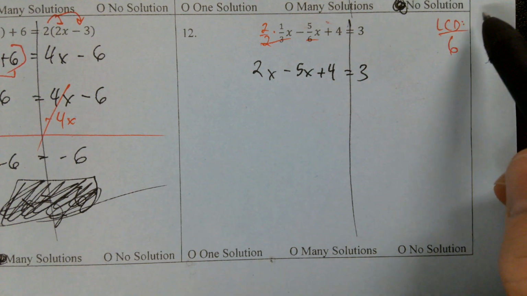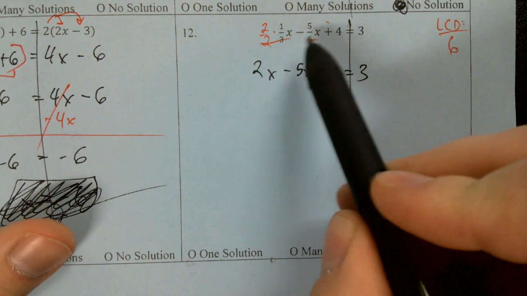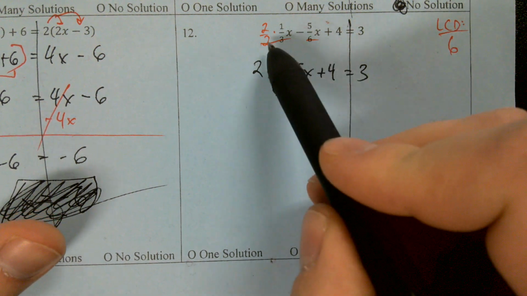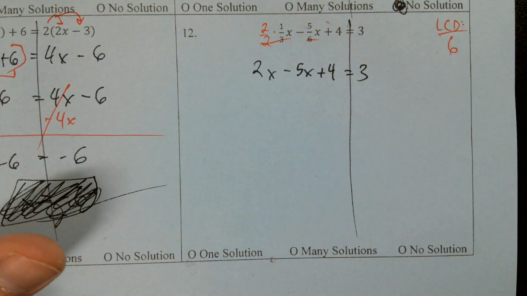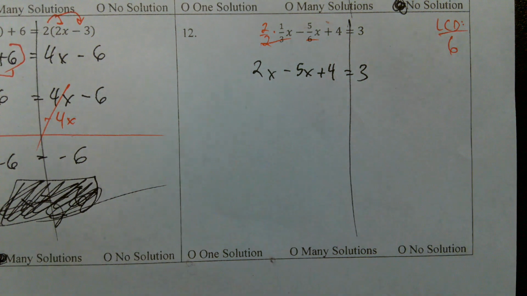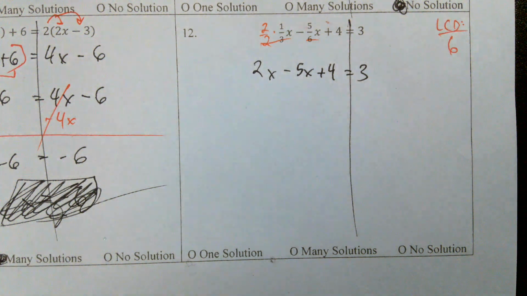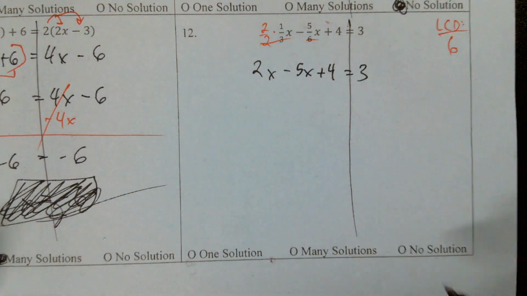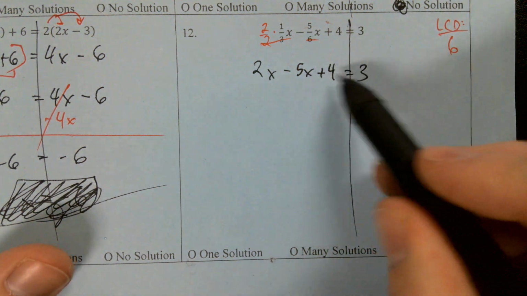How is the LCD 6? Great question. So my denominators that we look at are 3. Oh yeah, 3 and 6. 3 is a factor of 6, so 6 is my LCD. What about the 4? Say that one more time. It says 4 doesn't have an LCD of 6, so you just leave it like that. Good, I'm glad you caught that, Devin. We forgot the 4 and the 3. We just dropped them down.